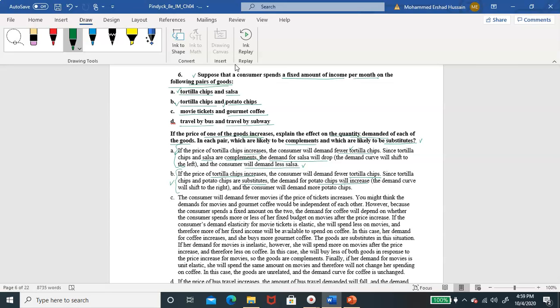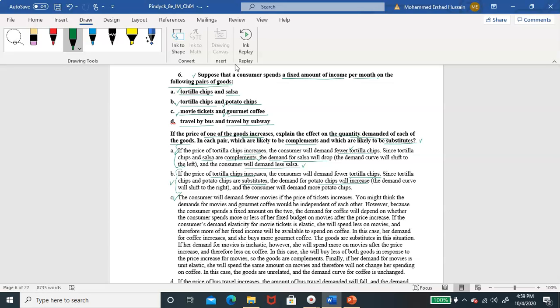So now people switch. They want to save some money. They will switch from tortilla chips to potato chips. Maybe next week when the price of tortilla chips comes down, they will come back and buy tortilla chips again. What about C? A movie ticket and gourmet coffee.